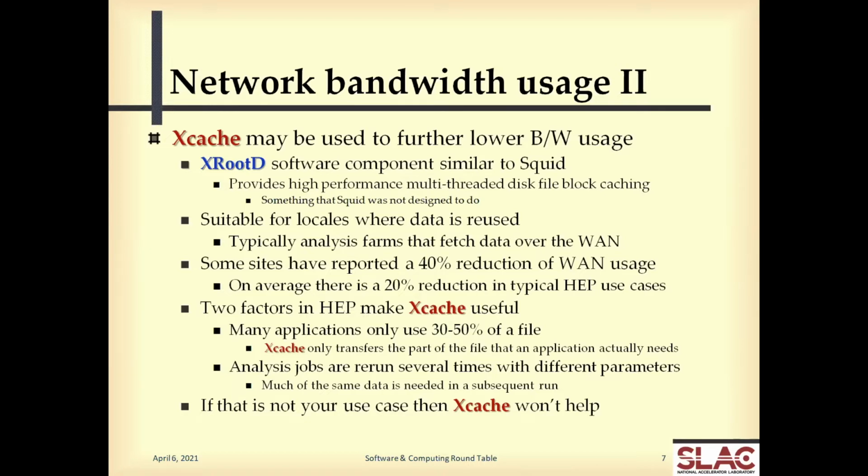Now, there's really two factors in HEP that make XCache useful. And that is because many applications use a very small part of the file to do their analysis, and XCache only transfers the part of the file that the application needs, as opposed to the whole file. And analysis jobs are also run several times with different parameters, and much of the same data is needed on a subsequent run, and whatever is missing gets fetched for the application. Now, if that isn't what you're doing, then XCache obviously is not going to help you much.